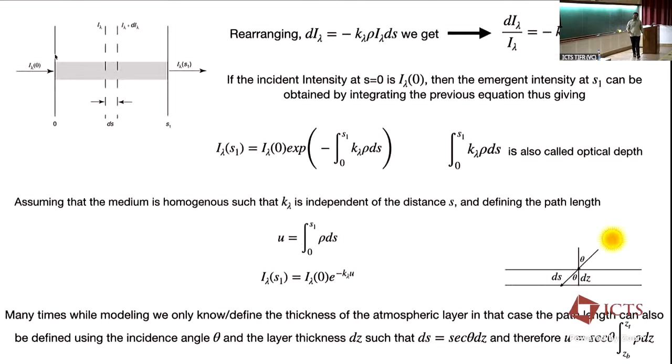Rearranging, what you get is dI_lambda by I_lambda is equal to minus kappa rho ds. If we solve this, we get I equals I naught exponential of minus kappa rho d. So you might be remembering, which law is this? Can you guess? Something similar you might have studied already. Beer-Lambert's law. Yeah, it resembles that. It is exactly that. So it is the Beer-Lambert's law.